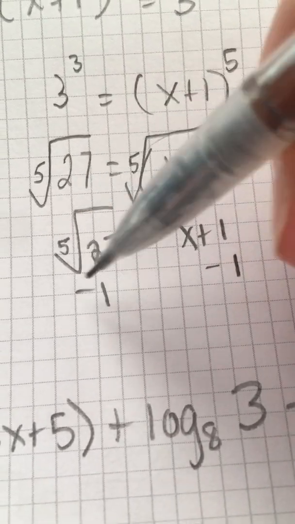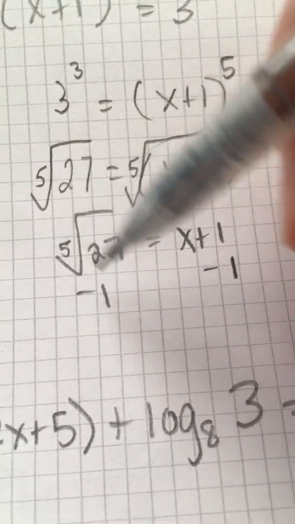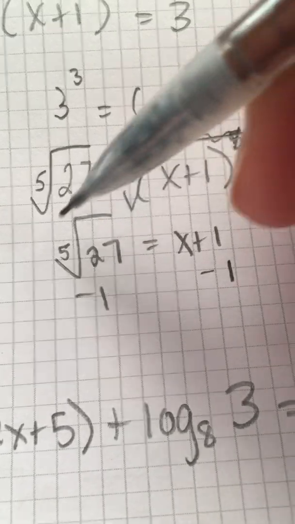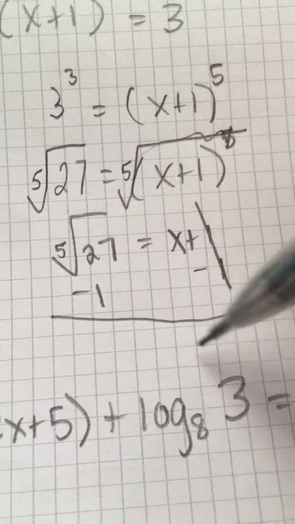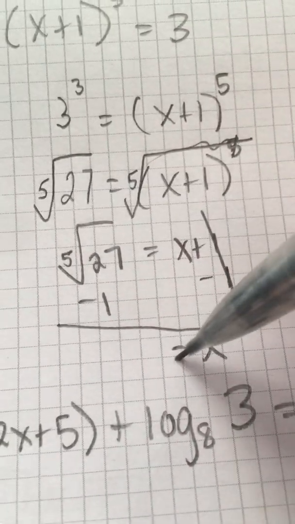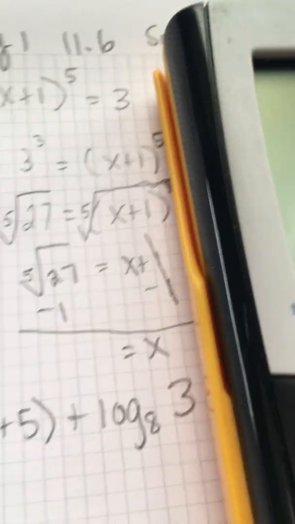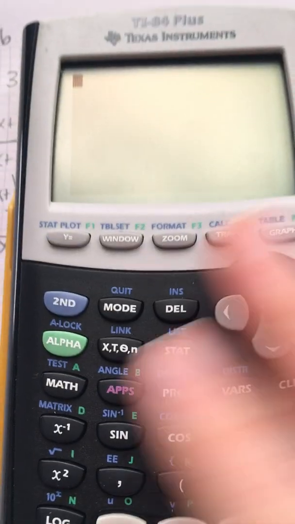Remembering that the fifth root of 27 is just a number. It's just a decimal that keeps going. So yes, these are technically like terms, and so yes, I can subtract a number from a number. So I'm going to take my calculator and show you how to put in the fifth root.